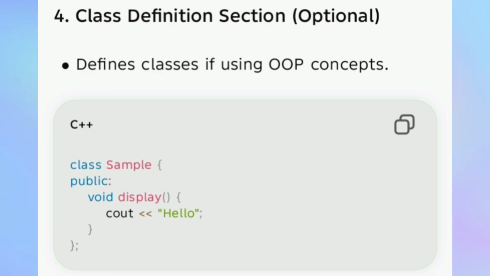The class definition section is an optional one. You define the class if you are using the OOPS concept. Class is a keyword, followed by the class name, public is the access specifier, and then the method name. To define a method, the example code uses cout, with the statements included within double quotes, as shown on the screen.